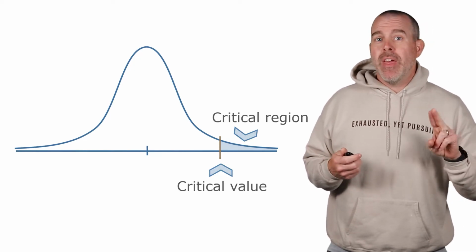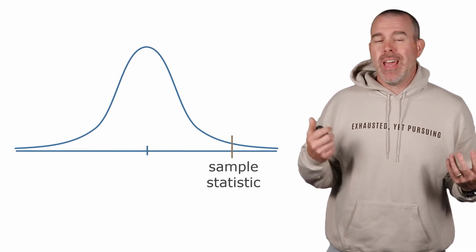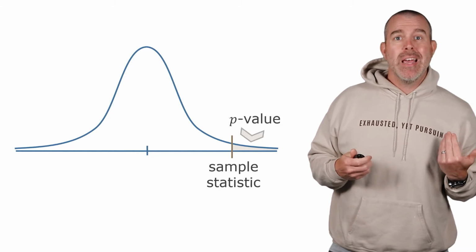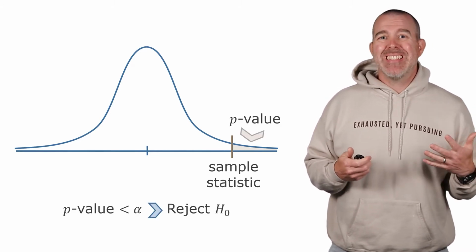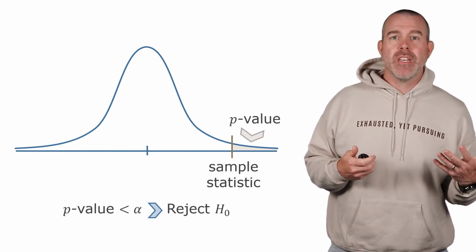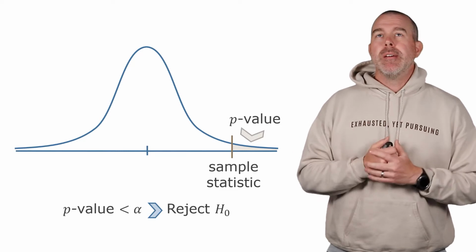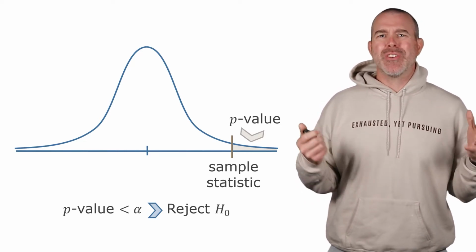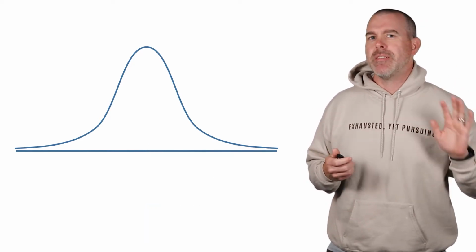The second method is we're going to compute our sample statistic. Let's say it happens over here on the right. We're going to find the probability of being to the right. That's called the p-value. And if our p-value is less than alpha, the level of significance, we're going to reject the null hypothesis. This is not an easy concept to wrap your head around. So I tried to develop, how could I help students visualize this? So let me take another stab at this and see if this helps.